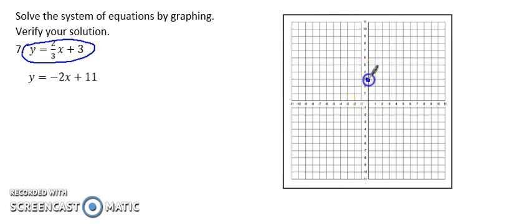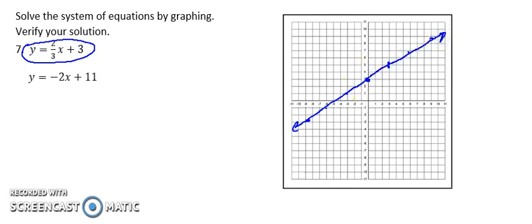We're going to start off with a y-intercept of 3, and then go up 2 and to the right 3, up 2, right 3. You can also go down 2 and left 3. All right, so that gives us y equals 2x over 3.